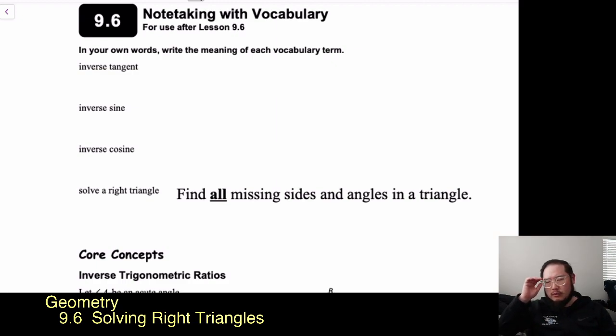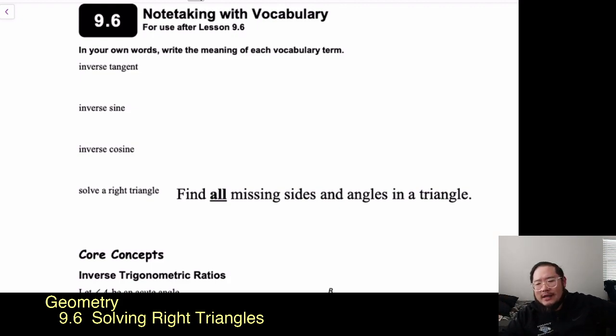So when we're solving a right triangle, we're going to figure out all the missing sides and angles in a triangle. And that right there is the definition or vocabulary term, solve a right triangle: find all missing sides and angles in a triangle. It's that easy. Well, before we get to that, we see inverse tangent, inverse sine, inverse cosine.